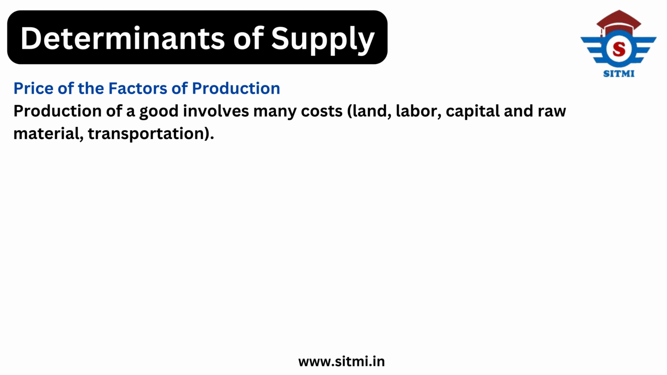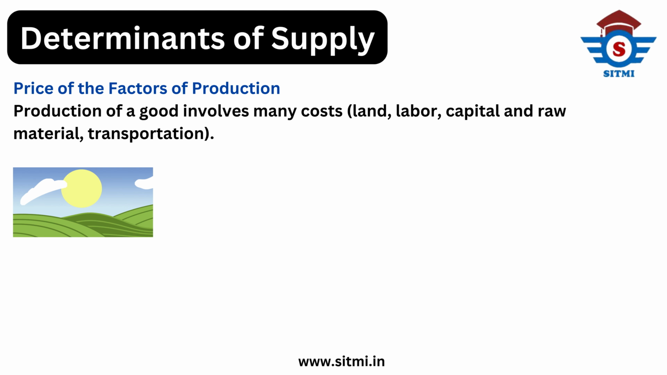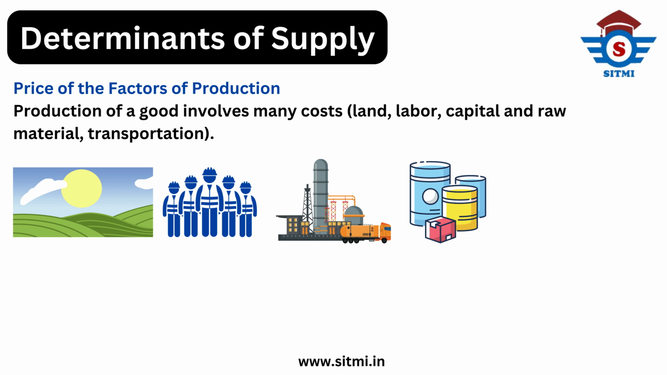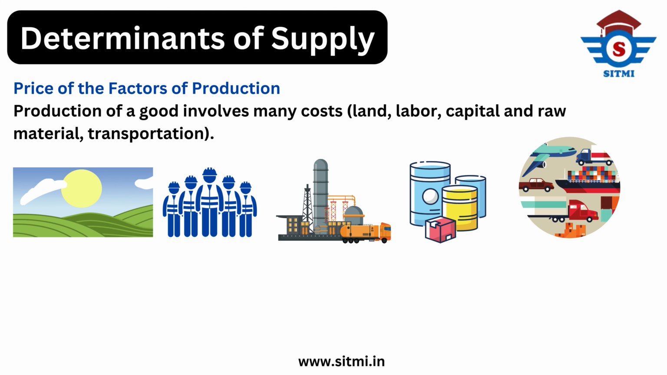The second factor in determinants of supply is the price of the factors of production. Now, when we talk about production, production involves multiple costs, which can be the cost of land acquired for the production purpose, then the price of labor, then also the price of capital and raw material required for the production, and also the price of transportation is one of the factors of production.